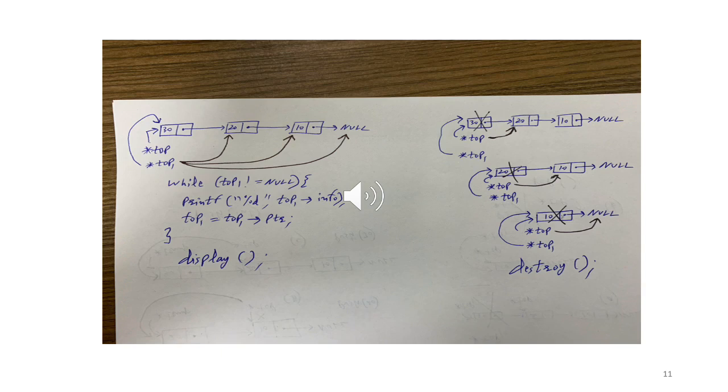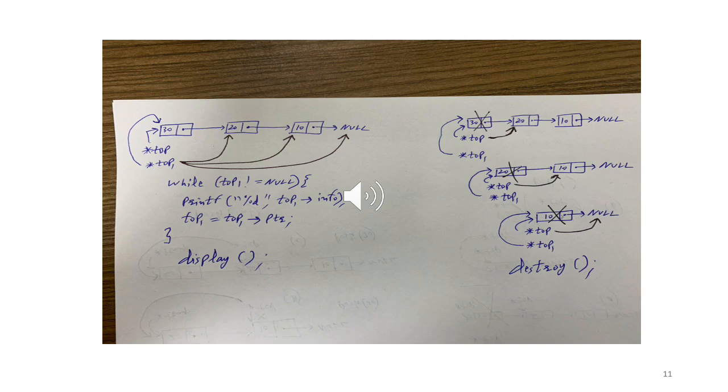So we start with the top, right? And now the value of top will change. It will point to the next node, and then the previous node will be deleted. So once again, for this operation, we need another pointer, which top one is what we're going to use for that. So we're talking about destroy. Look at the code for destroy.